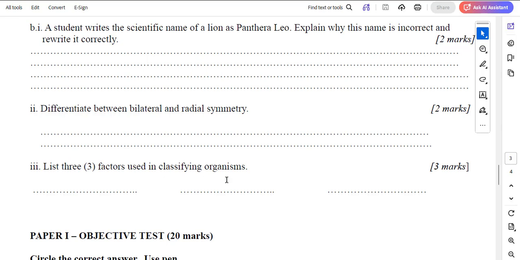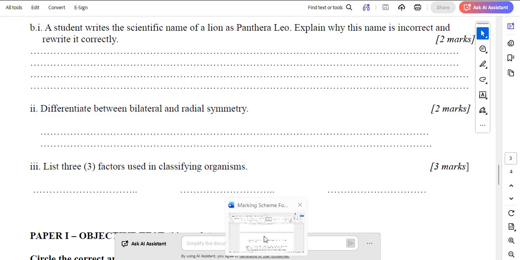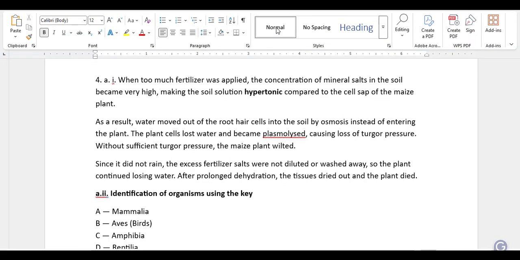Okay, so we go to the scheme, question 4. Let's look at the answer for 4A from the scheme. When too much fertilizer was applied, the concentration of mineral salt in the soil became very high, making the soil solution hypertonic compared to the cell sap of the maize plant. Here we are talking about the root hairs. The vacuole or the cytoplasm now becomes hypotonic.